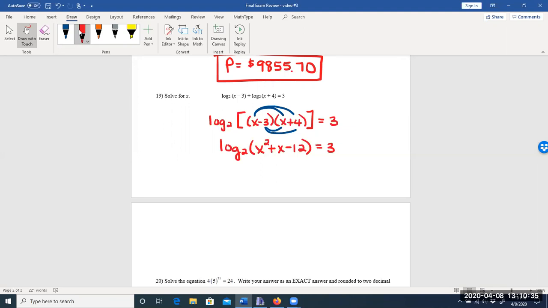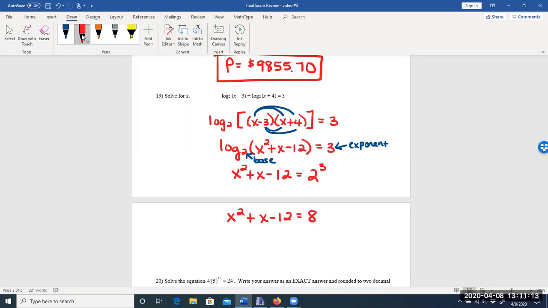It says that that argument, x squared plus x minus 12, is equal to 2 to the third power. So I'm converting into exponential form. And to do that, this is my base, and this is my exponent. And we set that base to this exponent equal to the argument. 2 to the third power is 8.